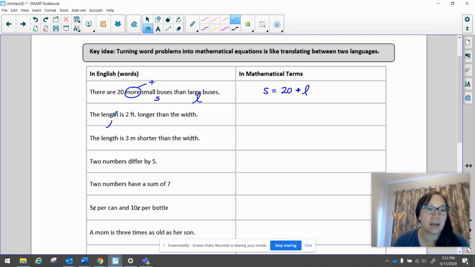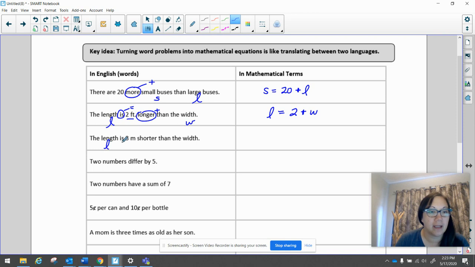Okay, if we say that the length, we're going to call that L, is 2 feet longer than the width, which we call W. So the length, the word "is" is an equal sign. So the length is 2 feet longer means plus, and then W for width.